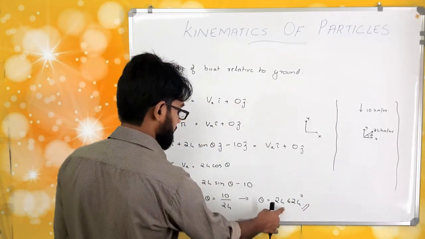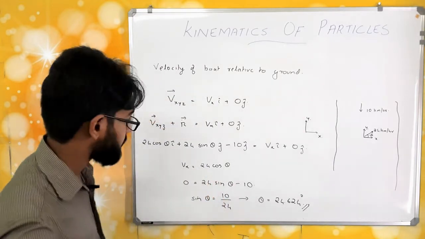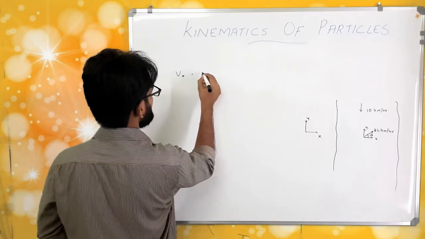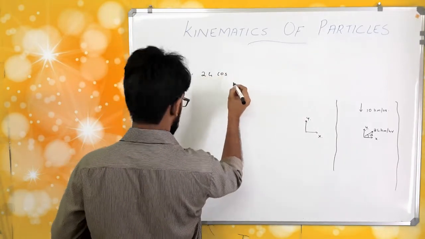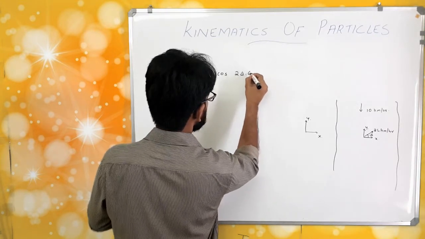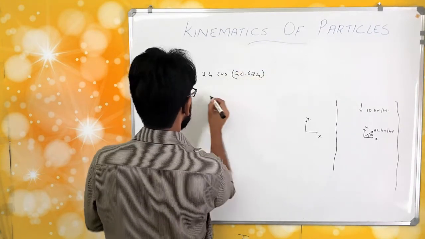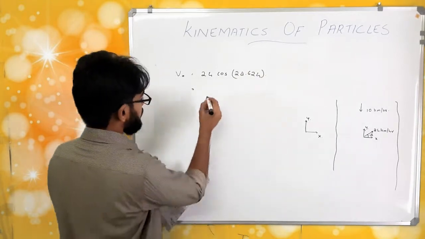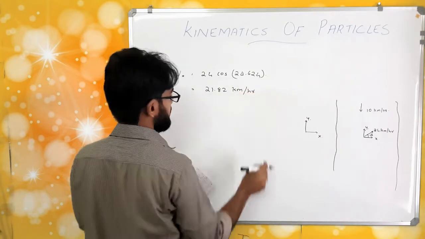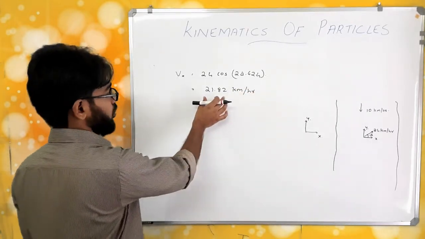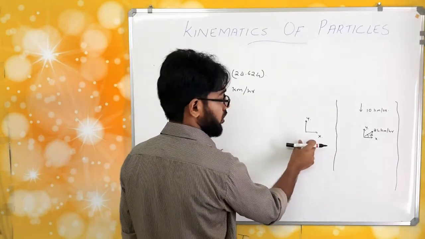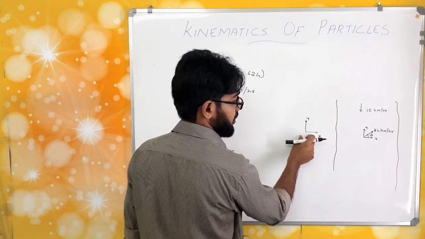Now substituting this one in this equation, Vx is equal to 24 cos 24.624, which you will get the answer of 21.82 kilometer per hour. So this is the corresponding velocity of the boat with respect to the primary reference capital XYZ.